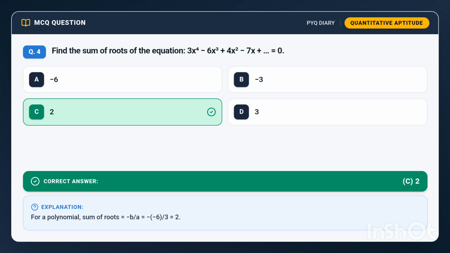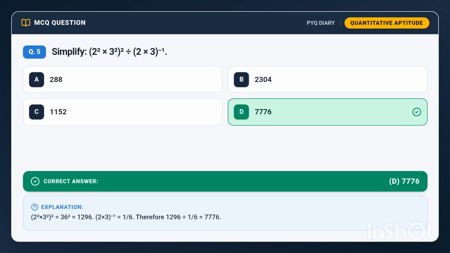Simplify 2 squared into 3 squared whole squared divided by 2 into 3 to the power minus 1. Your options are A, 288, B, 2,304, C, 1,152, and D, 7,776. The correct answer is D, 7,776.